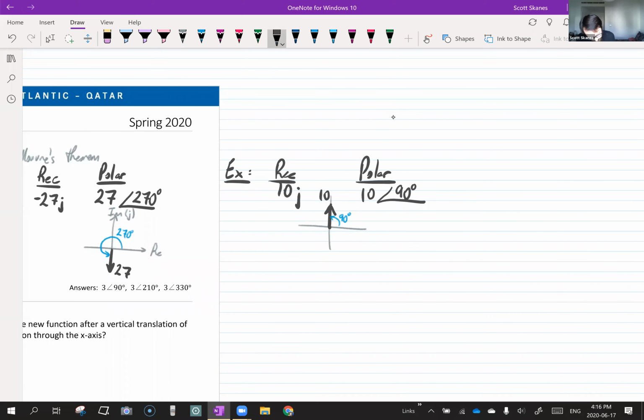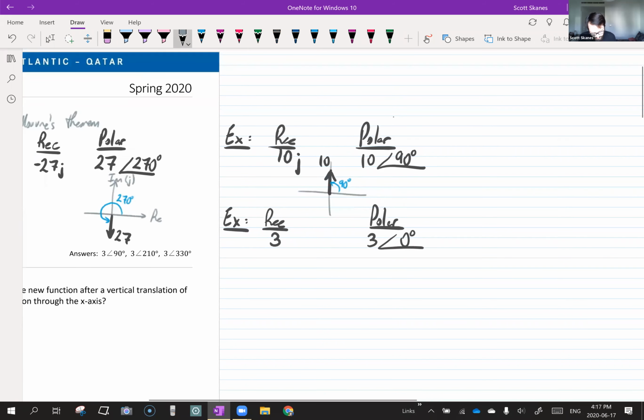Let's try another example. And these are just off the top of my head. Let's just say you're given rectangular form, the number 3. What would be the polar form of the number 3? Well, it actually doesn't have a complex component. So it's actually 3 and 0 degrees. So if you already knew that, yeah, if you thought about that and you got it, that's great. The reason for it is it's a real number, so it's on the real axis, and it's not negative, so it is what it is.